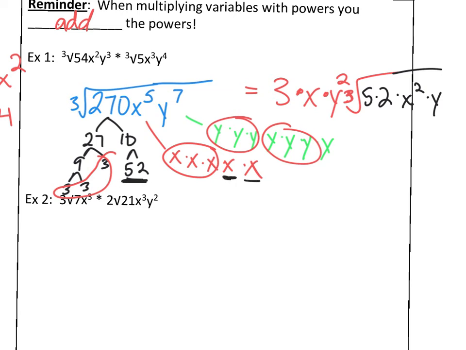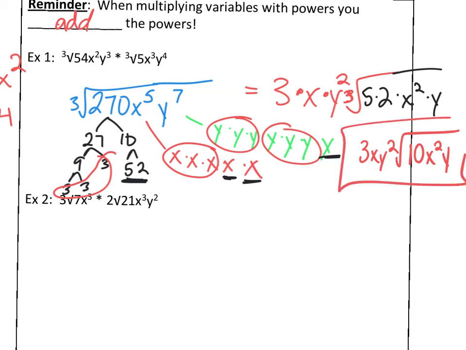5 times 2, x, and y. Don't make that a 52, okay? It's still being multiplied 5 times 2. Okay, now we're going to simplify the outside. 3 times x times y squared. 3xy squared. And then the inside, 5 times 2 times x squared times y. 10 x squared y. That is my final answer.